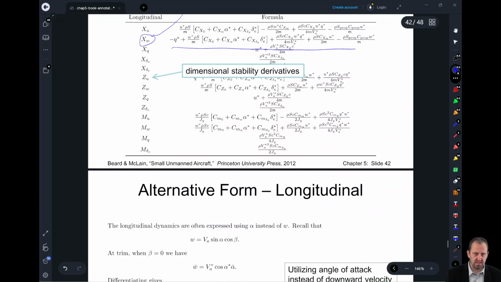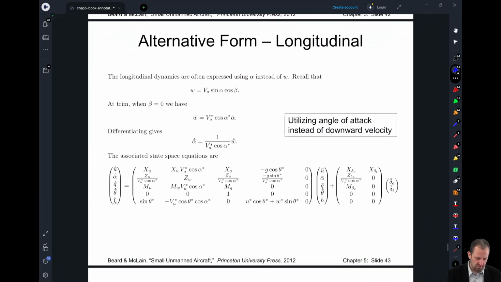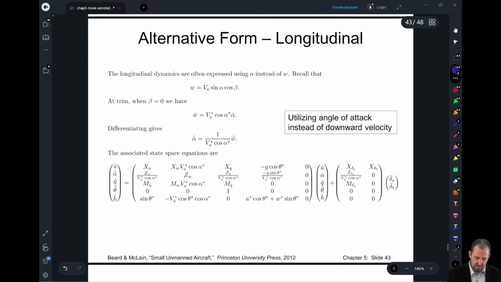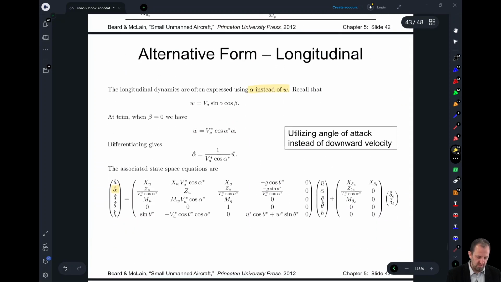Excellent. So then we can jump in, and a very similar thing to before. If we want to have alpha instead of w, we can do a very similar thing to before, where now we include alpha in our dynamics, and we have the block elements already defined there. Okay, so there you have it.